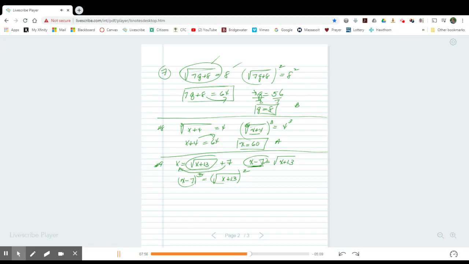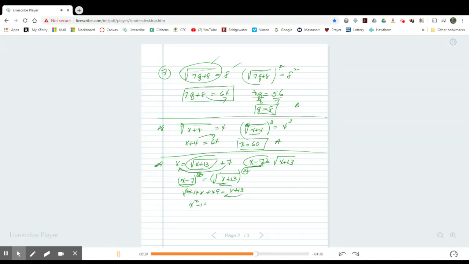Foil. X times x, x squared. Minus 7 and another minus 7 is a minus 14x. Minus 7 squared is positive 49, equal to x plus 13, because squaring got rid of the radical for you. So I see I have a square term, which indicates that I'm going to have 2 answers. So I need to bring everything onto the same side of the equation. So this is x squared minus 14x minus x plus 49 minus 13 equal to 0.